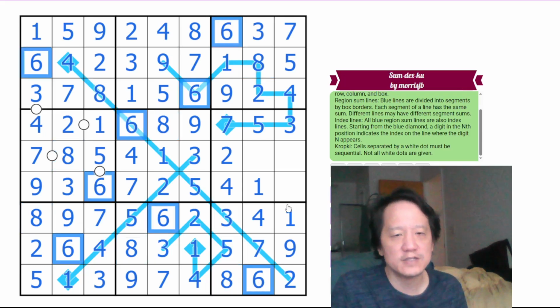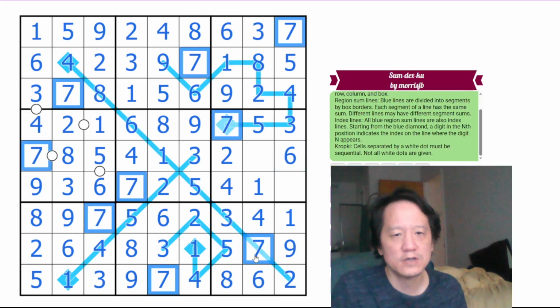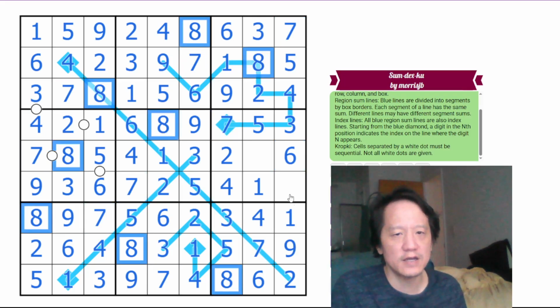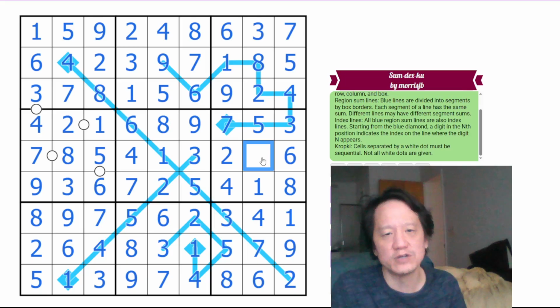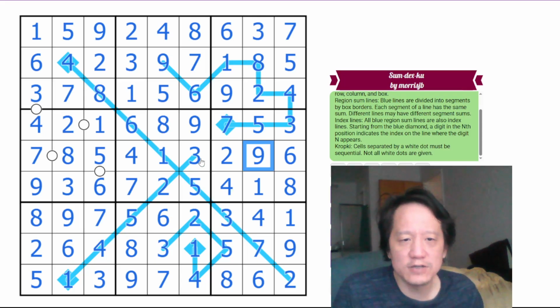We have 8 6s. We know where the last 6 has to be. It has to be here. 7s are all done. 8s, we have 8 8s. We know where the last 8 has to be, and we know where the last 9 has to be. So that's a 9. And that's how you solve it.